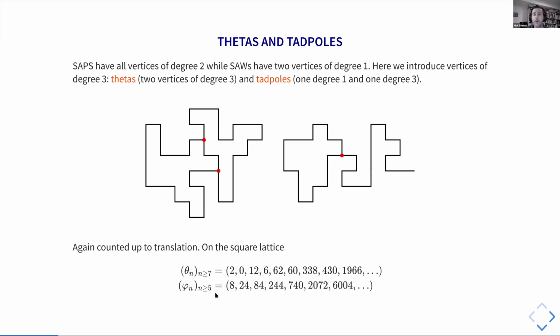And if we wanted to count tadpoles, again, I'm not going to talk too much about tadpoles, but we can count the number of those things. The shortest one has size 5, and then the sequence goes on like that. I can't remember exactly how many terms we have of this sequence, but it's not very many. It doesn't go much beyond what's written there, maybe another 5 or 10 terms.